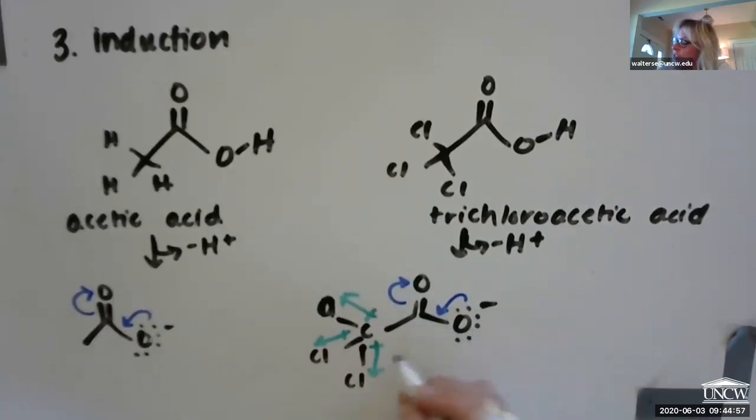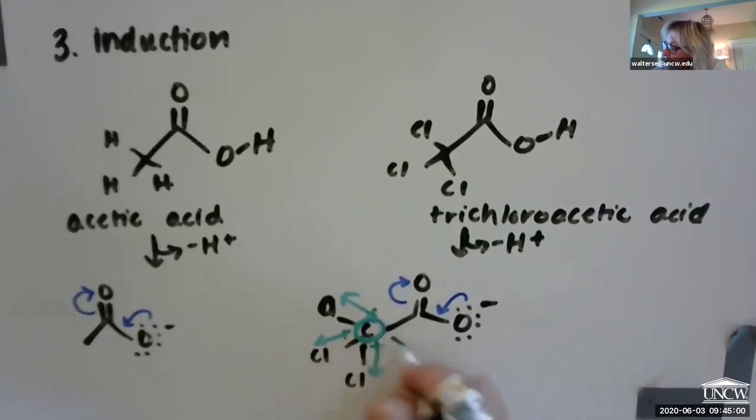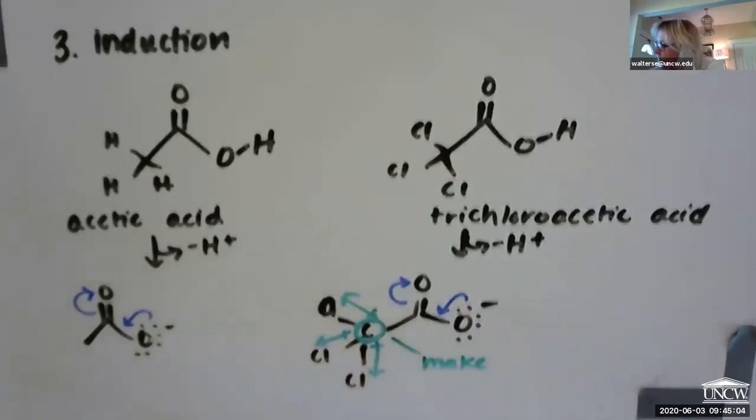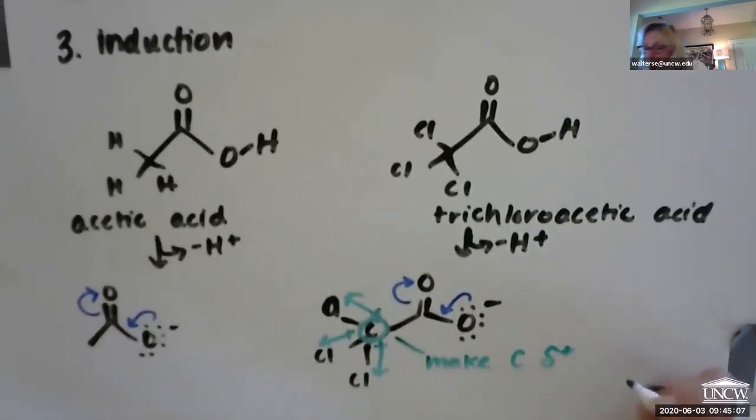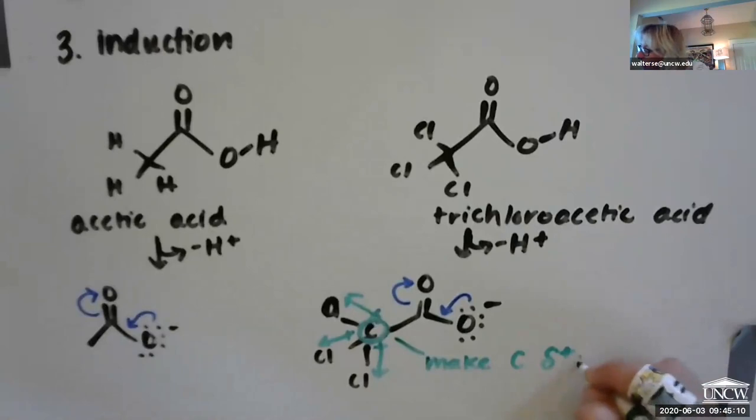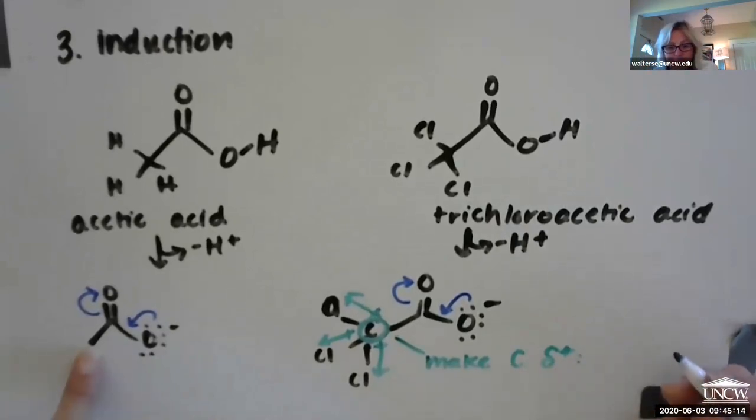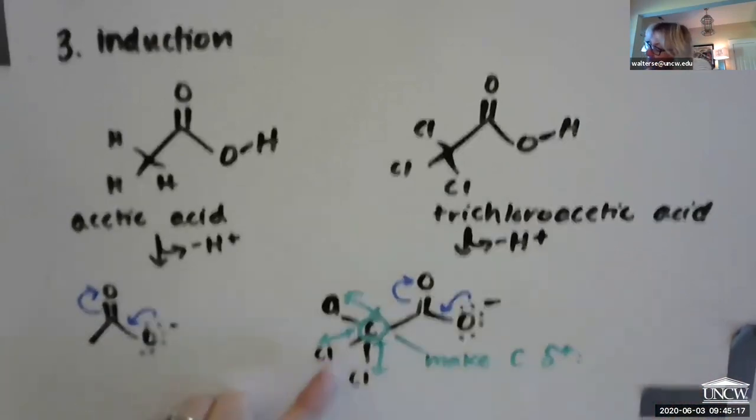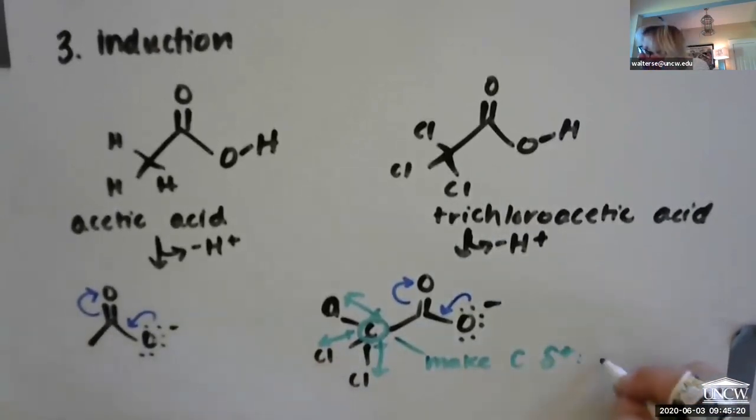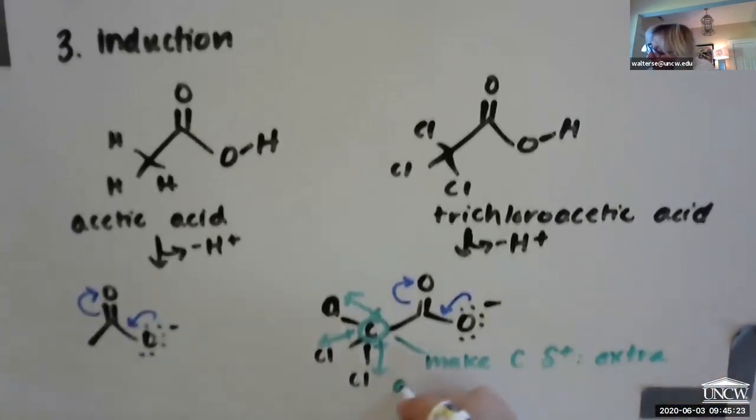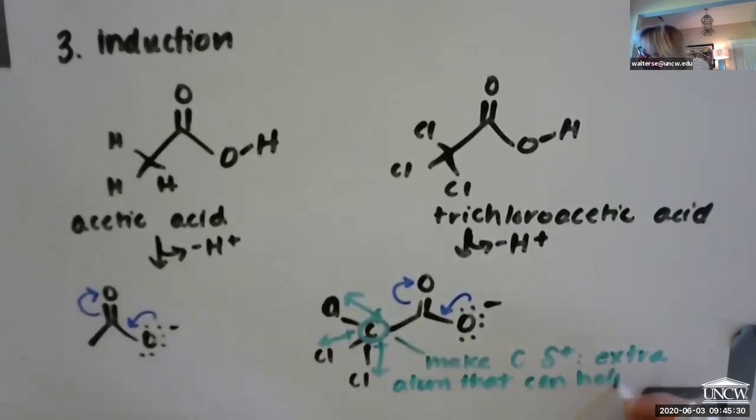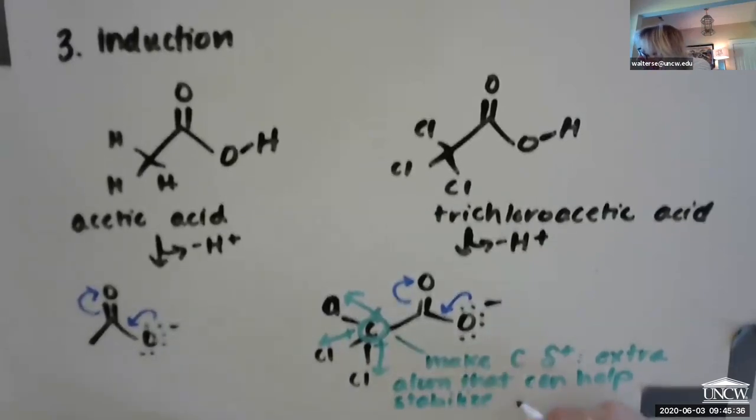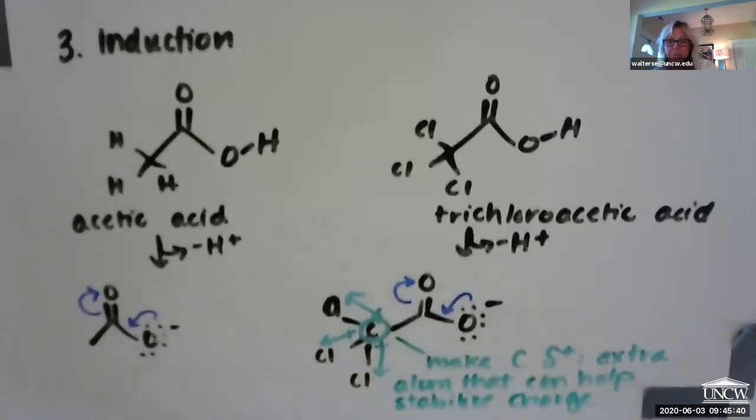Okay. So what that's going to do is make that carbon that's in the green partially positive. Okay. More so, far more so than this one. So having this neighboring carbon partially positive means it's like you get an extra atom that can help stabilize charge. So you get an extra stability effect by having these polar bonds.